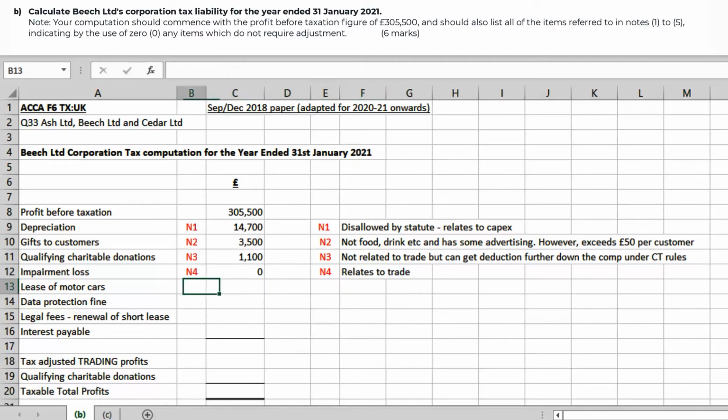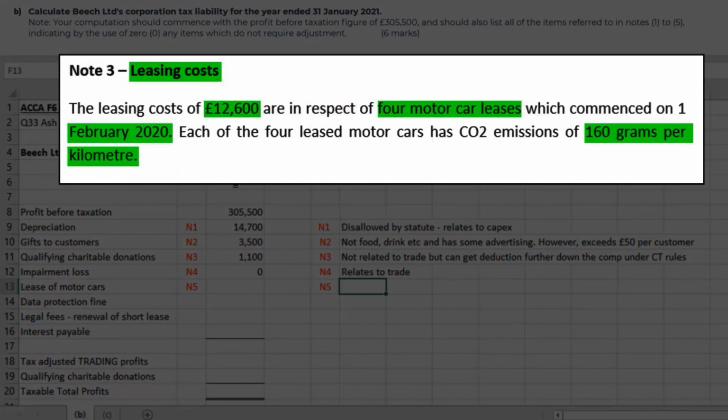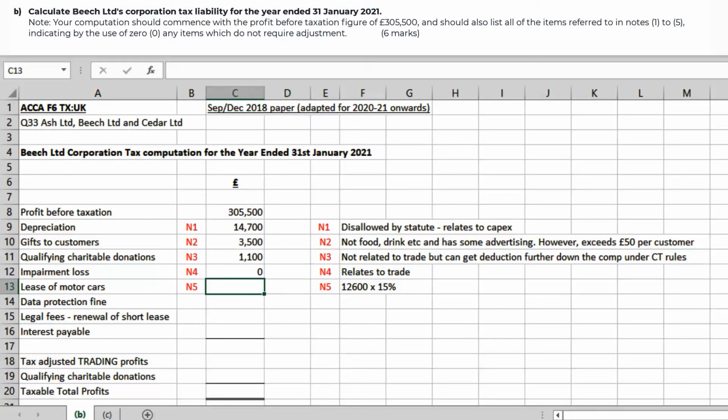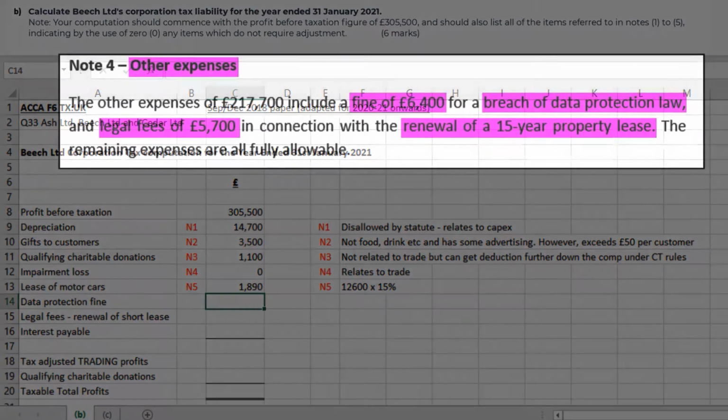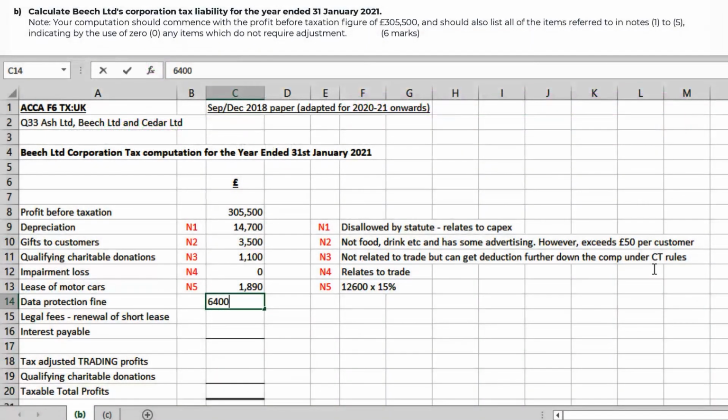That's fine. Lease of motor cars, we said we will have 85% of the leasing costs allowable, 15% would be added back. Therefore, 12,600 times 15% would be added back. So we make that as a formula, 12,600 multiplied by 0.15. So therefore, what we're trying to say is the remaining 85% is allowable. Data protection fine. Add back, any fine is an add back, 6,400 would add back. Legal fees of 5,700 in connection with the renewal of a 15-year property lease, a short lease, is allowable. And we don't add anything back for the legal fees.